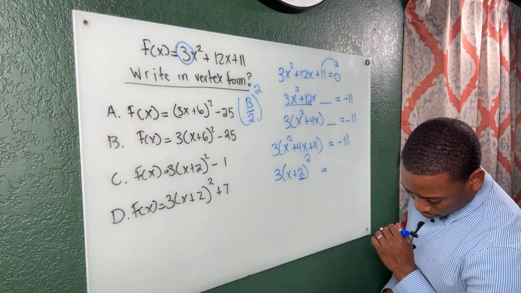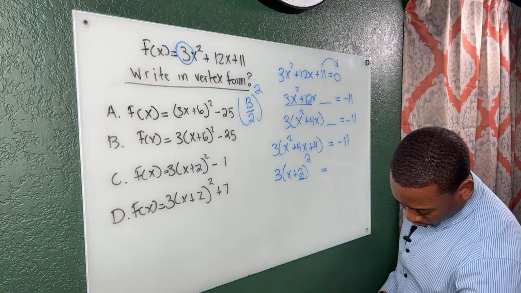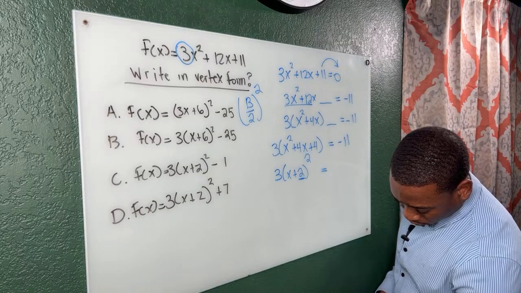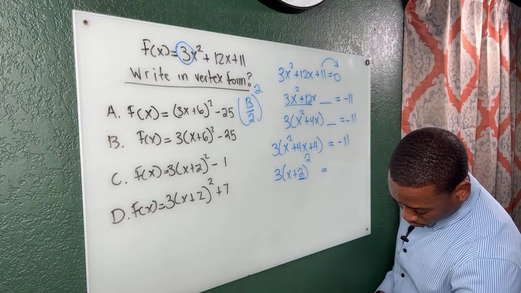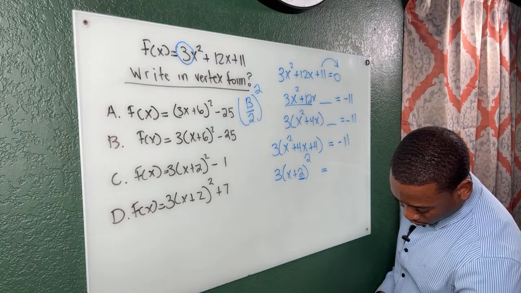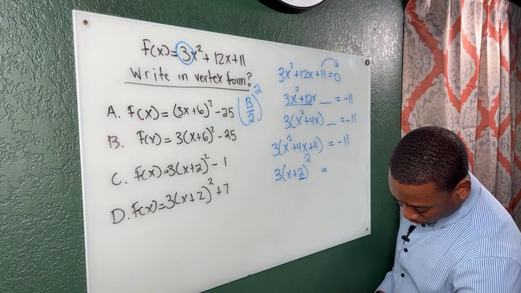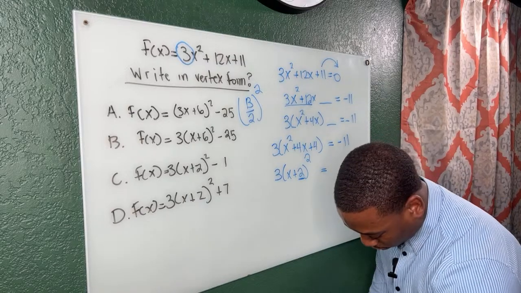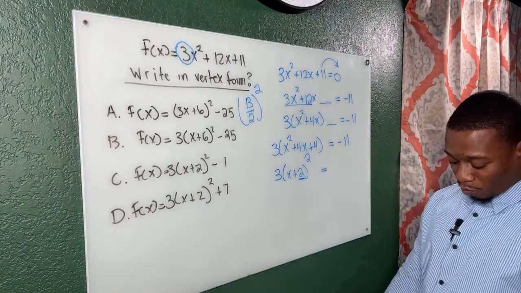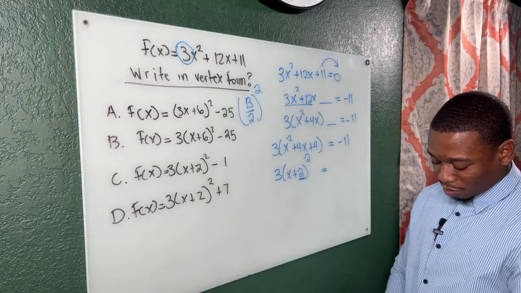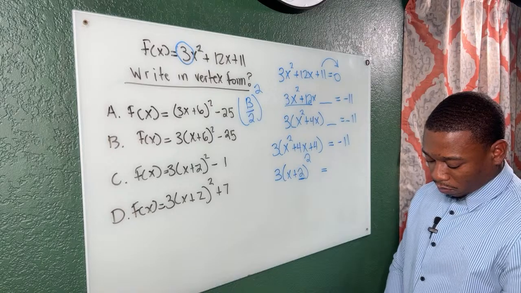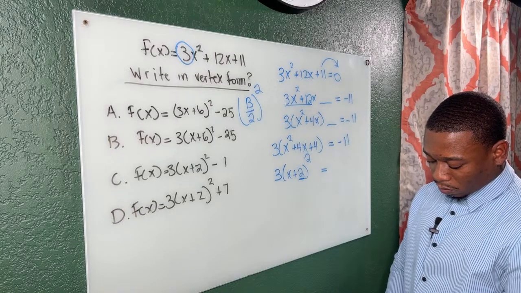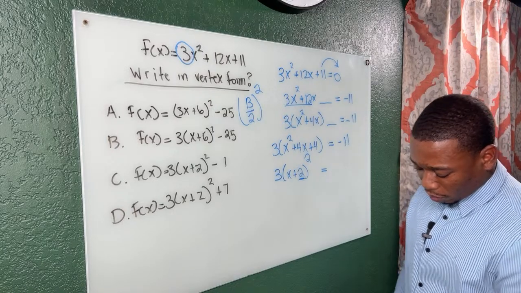Hold on, did I make a mistake here? Hold on, let's make sure. Make sure I didn't make no mistake, guys. I gotta make sure because I feel like I made a mistake. I'm moving too fast. Let's make sure. No, I'm good there. Oh no, I didn't make a mistake.